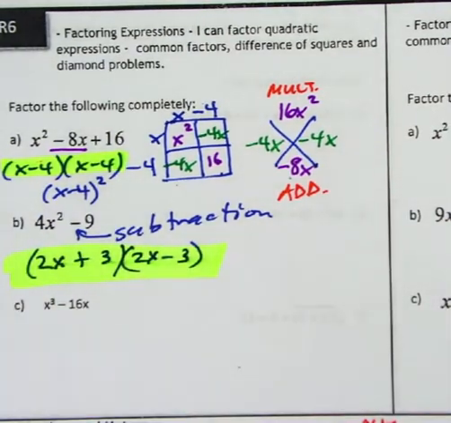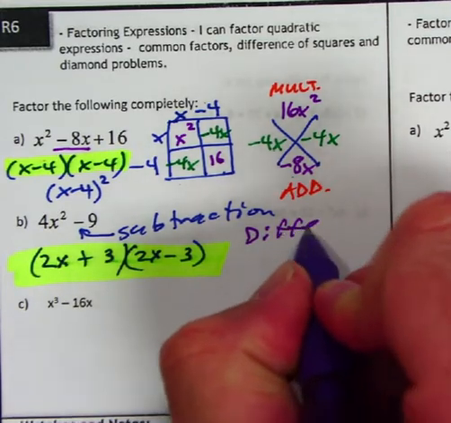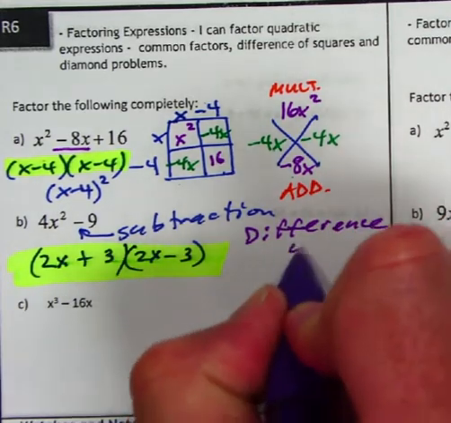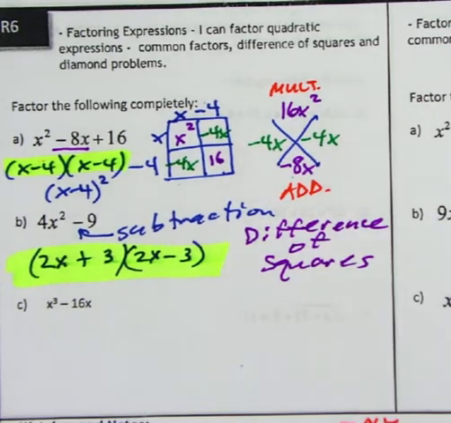It's using what's called the difference of squares shortcut. Difference, meaning subtraction, of squares, meaning they're all square rootable. So it's called the difference of squares shortcut. This is kind of a unique case.